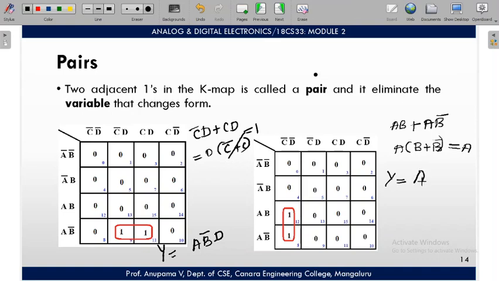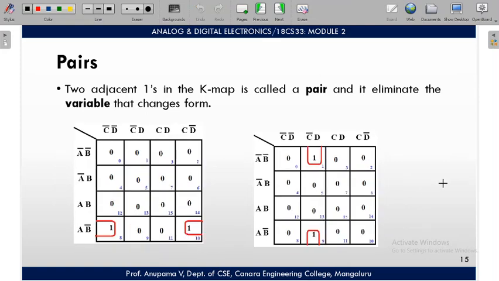So the term we receive after pairing is A, and going column wise, there is only a single term, so I cannot eliminate it with an adjacent term. So write the term as it is by ORing it with the resultant which we received in the row. So the resultant expression after pairing is Y is equal to A plus C bar D bar.